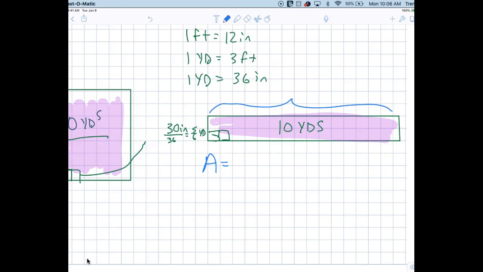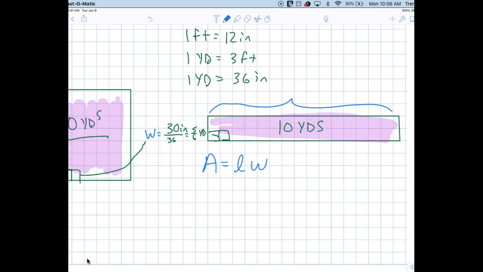Okay. You with me on this? So this, I want everybody to write down, is length times width. All right? And right now, my width is 5/6 of a yard, and my area is 10.